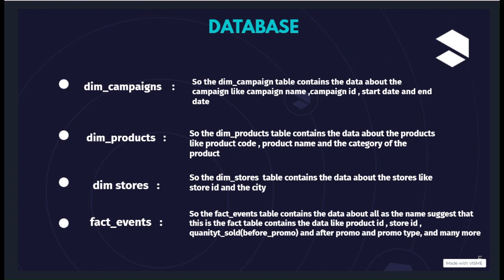Now let's look at our analysis. First, we will understand the database. We have four tables: campaigns, products, stores, and festivals. These different tables store the data about the different stores.